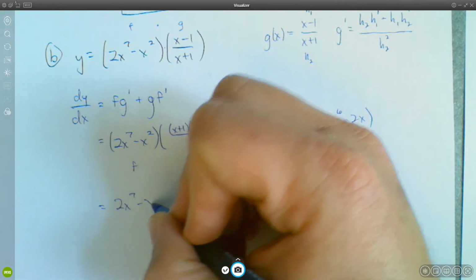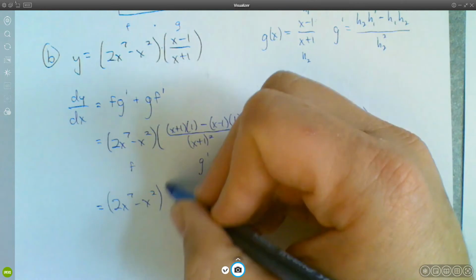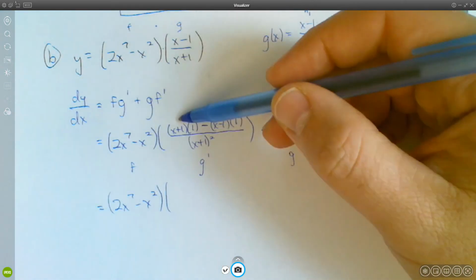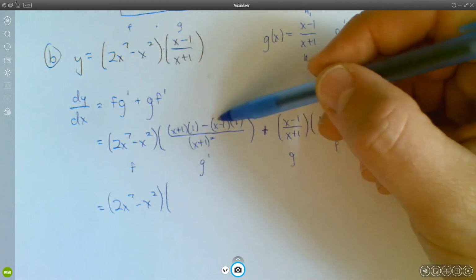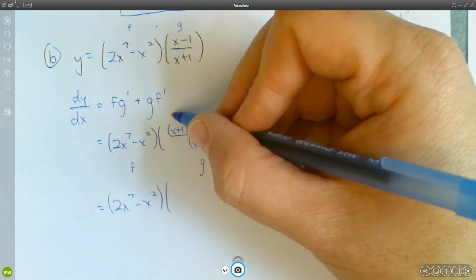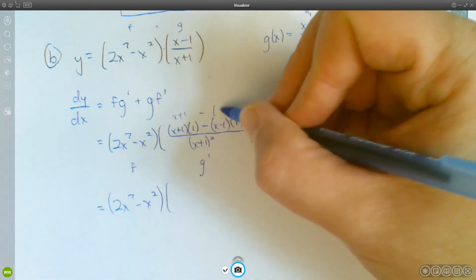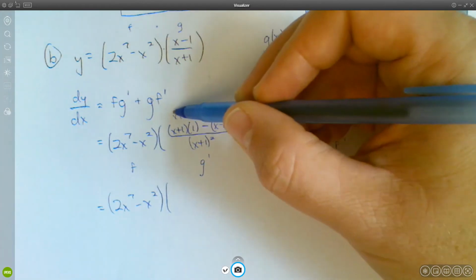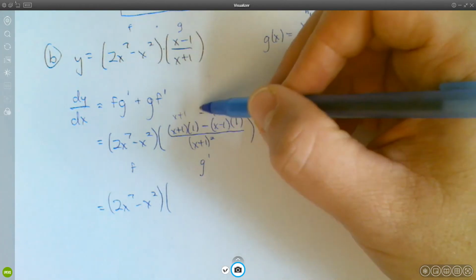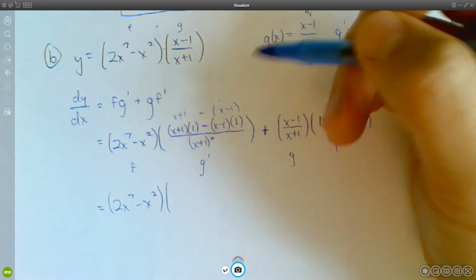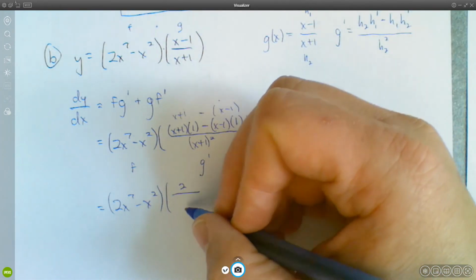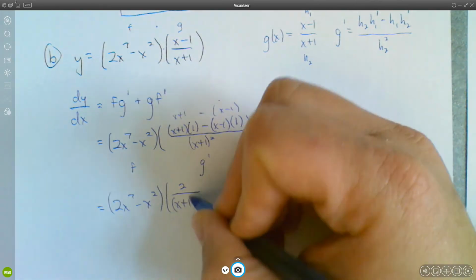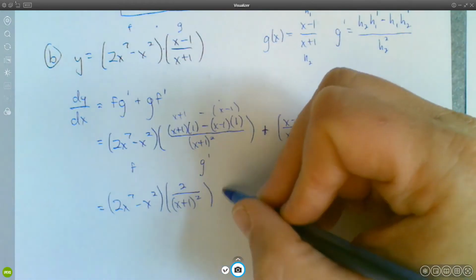2x to the 7th minus x squared. I'm going to have an x plus 1 minus an x minus 1. So this is really x plus 1 minus x minus 1. That's x minus x is 0. 1 minus negative 1 is 1 plus 1, that's 2. So I think this whole thing just simplifies down to 2 times x plus 1 squared. Okay.